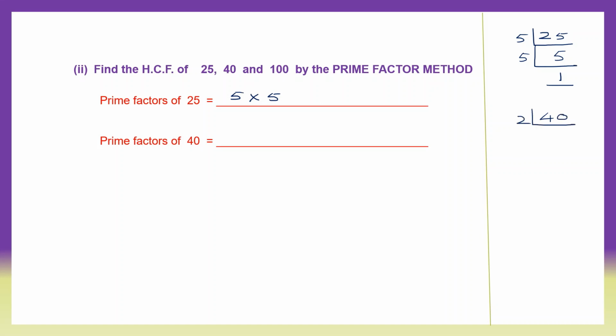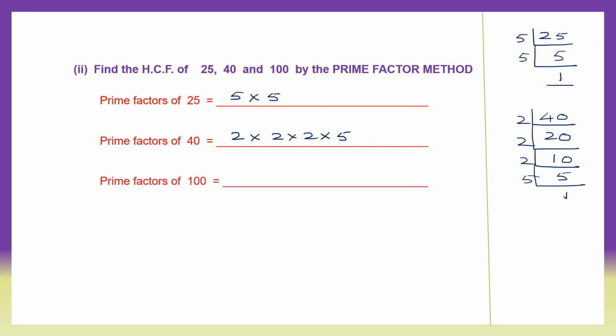Starting with 2, 2 into 20. Then I get 2 10s are 20. 2 5s are 10. And then I write 5. So what are the prime factors of 40? 2 into 2 into 2 into 5. Now we have to find the prime factors of 100.